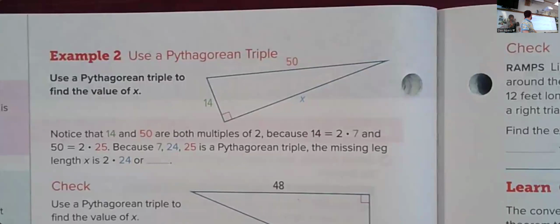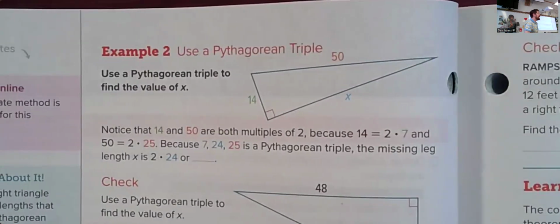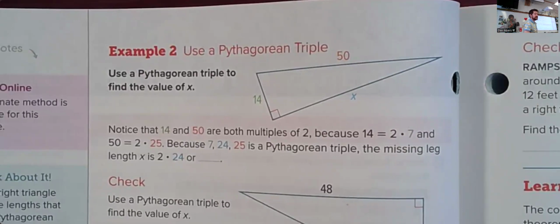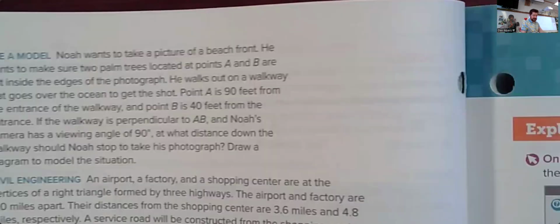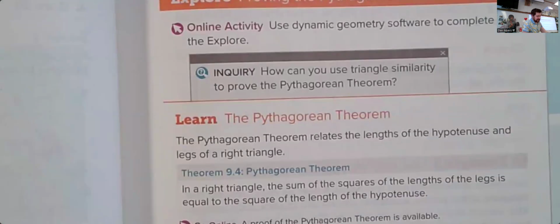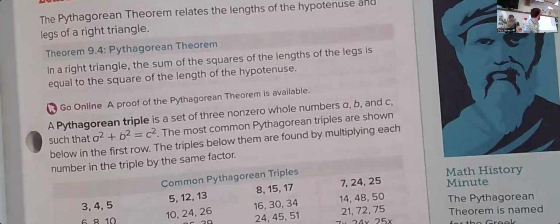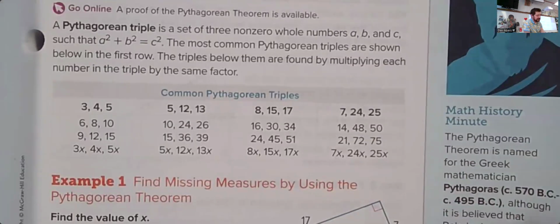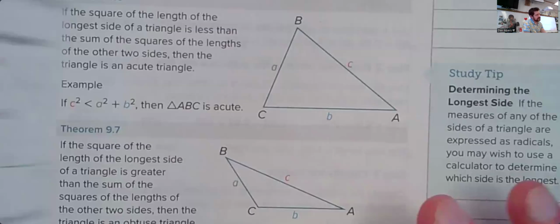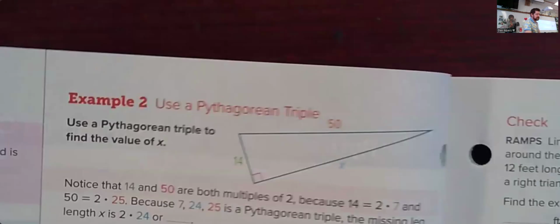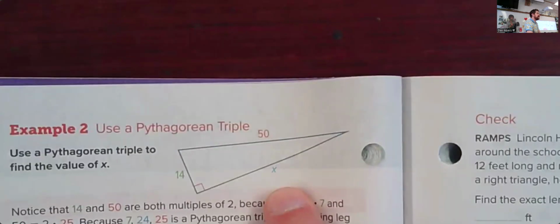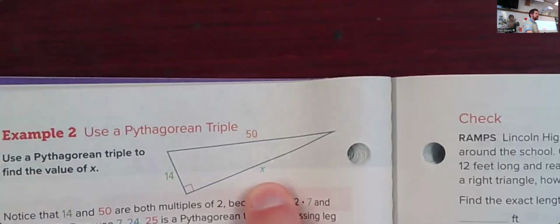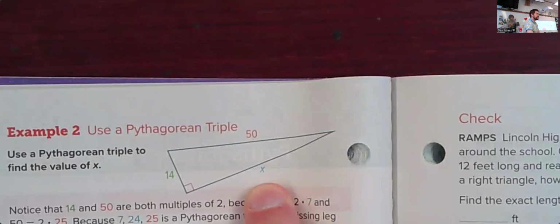This one says, use a Pythagorean triple to figure out the value of x. So if you look at your list on the previous page, do you see 50 anywhere on here? Right over here, right? 14, 48, 50. So what value is x? Here's 14, here's 50. What one's missing? 48. There you go. That's the answer. 48.